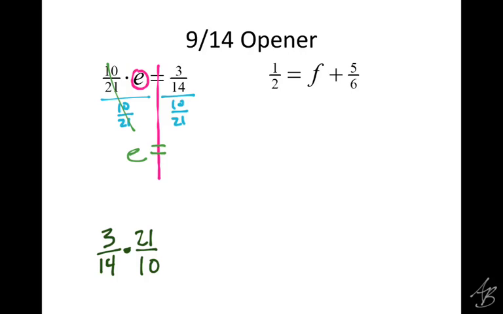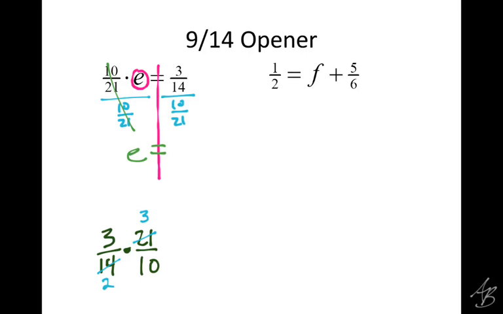Now we can reduce, right? What can we reduce here? 14 and 21. What goes into both of those? 7. 21 divided by 7? 2. 14 divided by 7? 2. Okay, anything else? No.